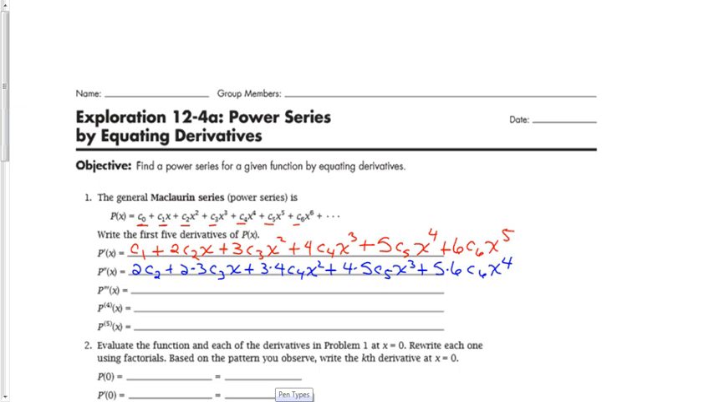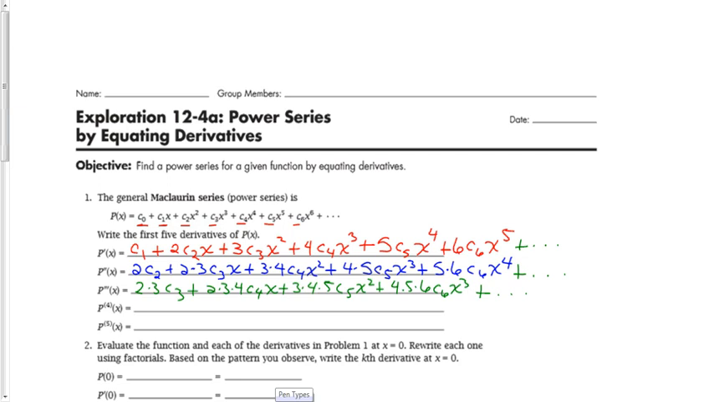Next derivative is just 2 times 3 c3. Next one is 2 times 3 times 4 c4 x. Next is 3 times 4 times 5 c5 x squared, and 4 times 5 times 6 c6 x cubed. And of course, I apologize, I should have indicated that these continue infinitely. I forgot to add that.